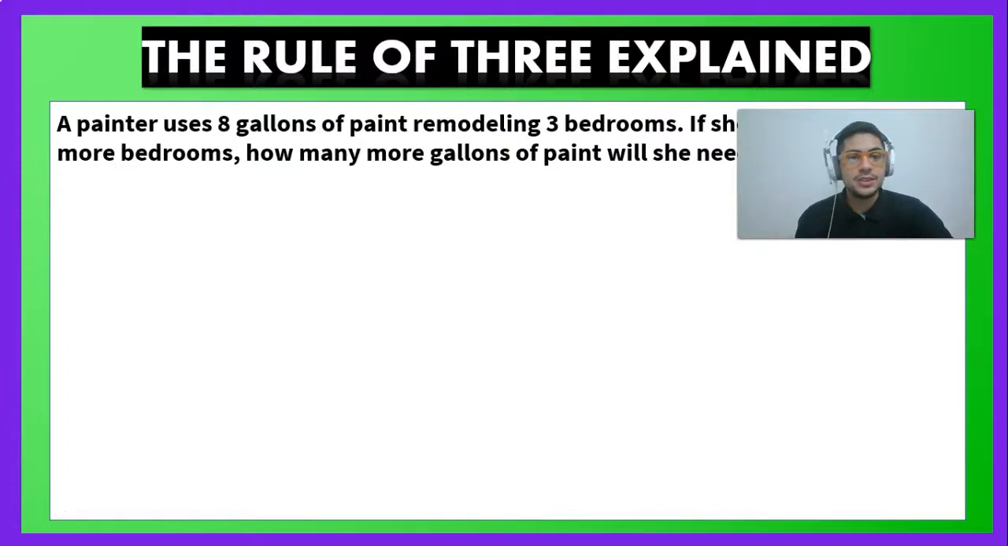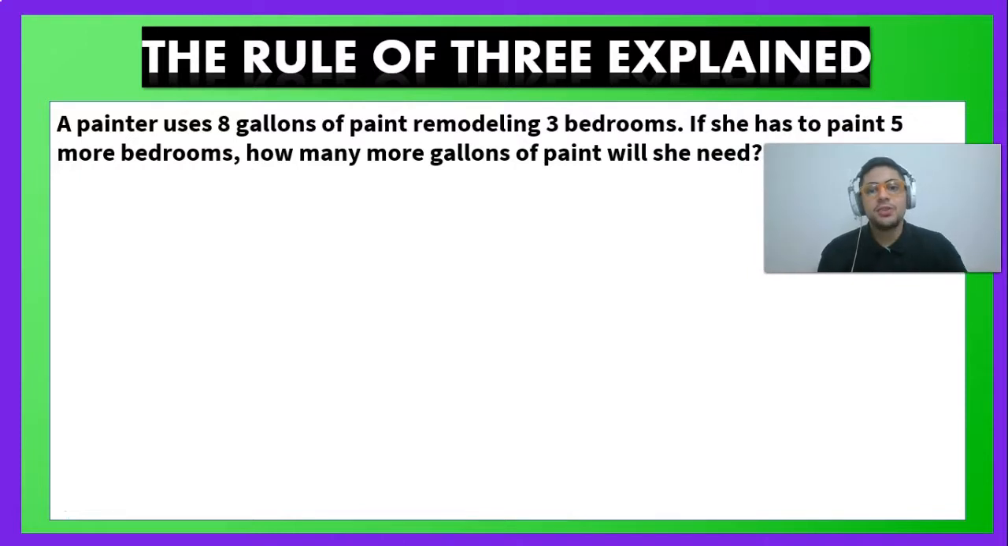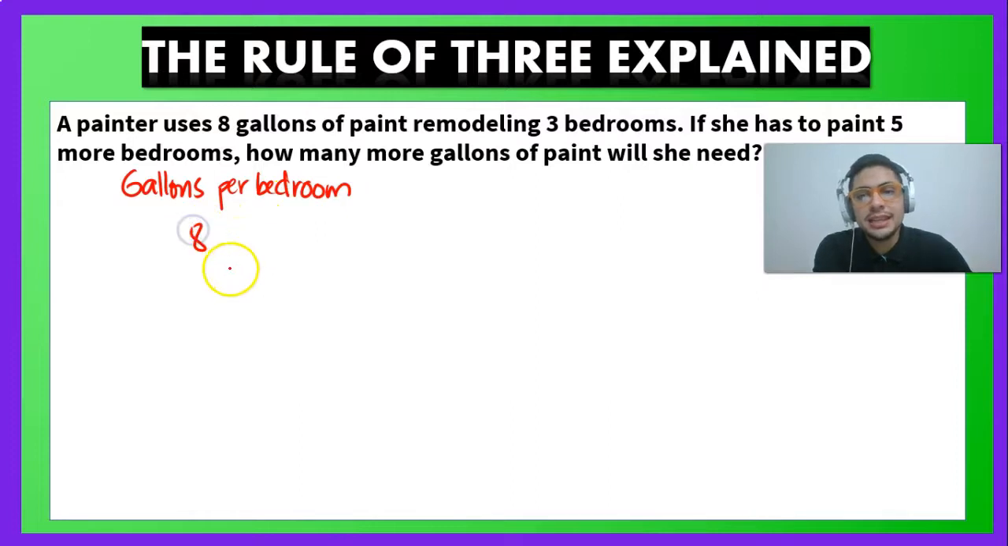So in the problem we're going to see today, it says, a painter uses 8 gallons of paint remodeling 3 bedrooms. If she has to paint 5 more bedrooms, how many gallons of paint will she need? Okay, so the first thing we have to think of is the proportional relationship, right? So we know that there is an amount of gallons of paint per bedroom, correct? So we know that she uses 8 gallons to paint 3 bedrooms. So we're going to express that as 8 divided by 3, right? Because it's gallons per bedroom.